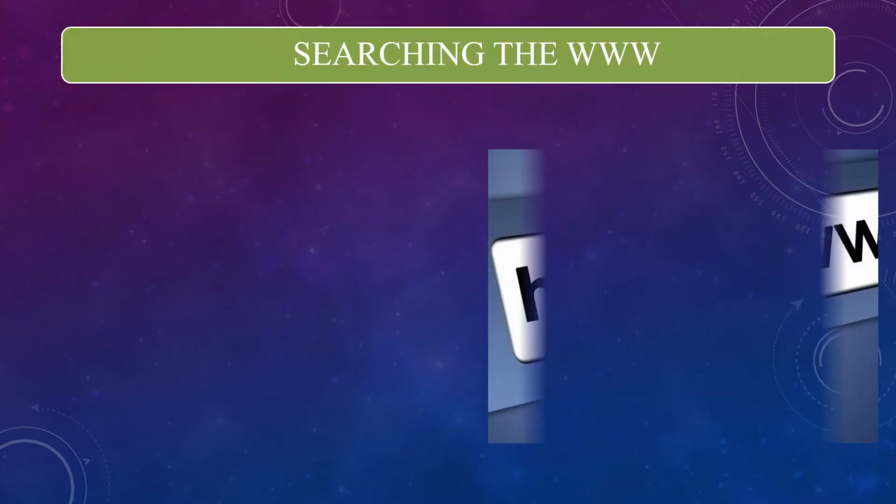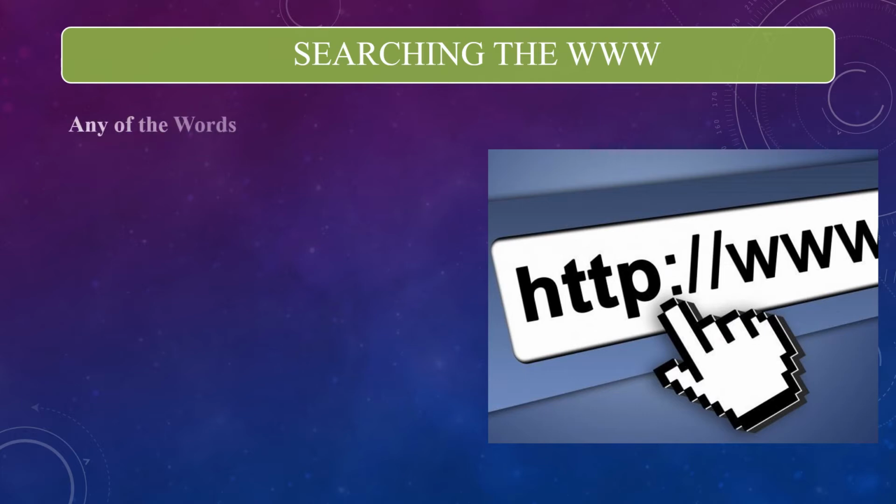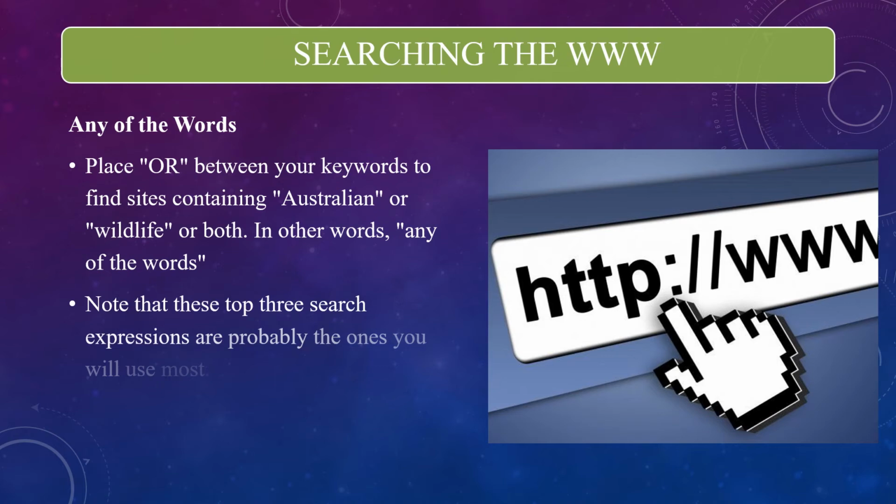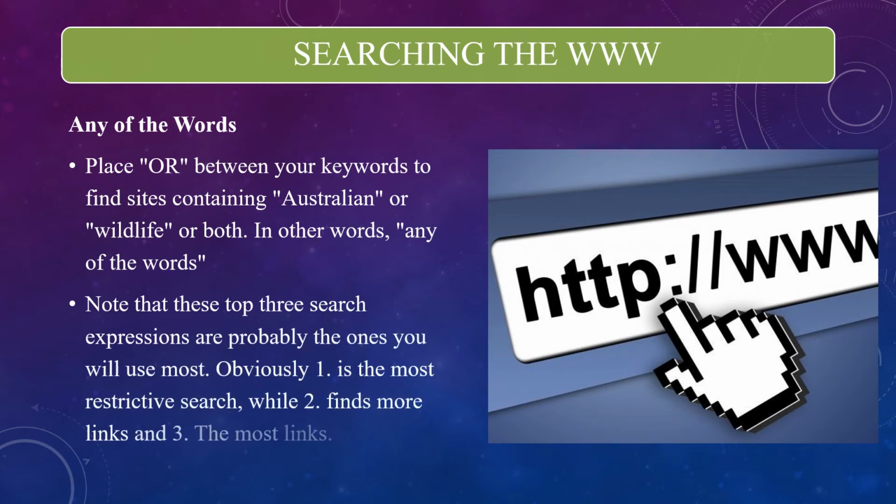The next is any of the words. Place "or" between your keywords to find sites containing Australian or wildlife or both. In other words, any of the words. Note that these top 3 search expressions are probably the ones you will use most. Obviously, first is the most restrictive search, while second finds more links, and the third, the most links.